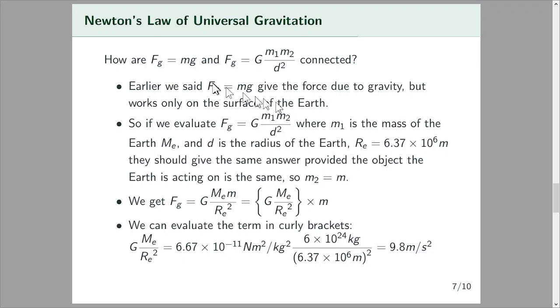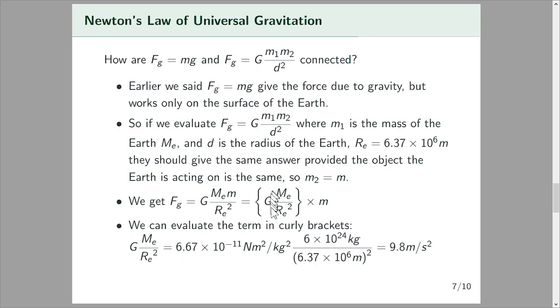They should give the same answer as F equals mg, provided the object the Earth is acting on is the same, so m2 is equal to m. And so we've replaced in this top equation m1 with the mass of the Earth, d is the radius of the Earth, and m is my mass, which is the same m as over here. So our force of gravity ends up looking like this instead of like this. And you get this quantity in curly brackets if you break it down algebraically a little bit and pull the m out. It turns out this quantity in curly brackets, if you evaluate it, is just 9.8 meters per second squared. That's the thing we call little g.